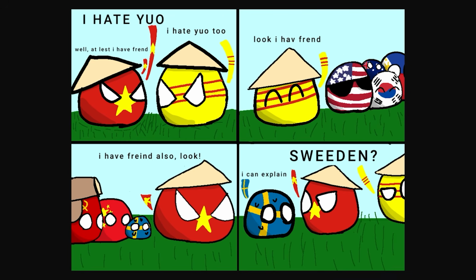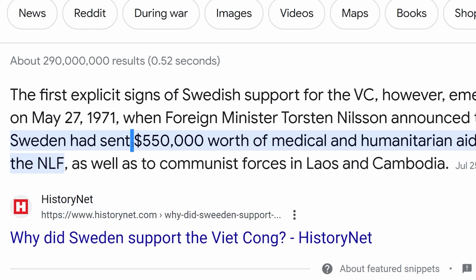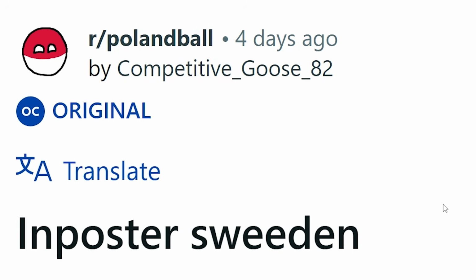Apparently, Sweden gave humanitarian aid to North Vietnam and also cut weapons shipments to the US during the Vietnam War. They're just kind of quirky like that, I guess. Oh yeah, $550,000 worth of medical aid. I actually did not know that.